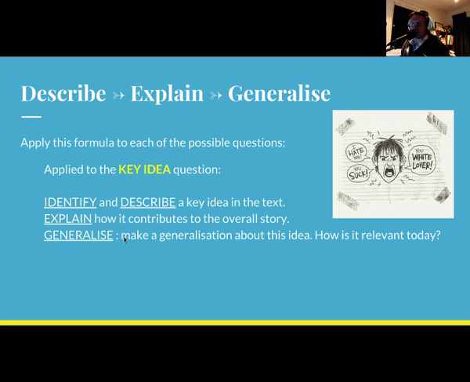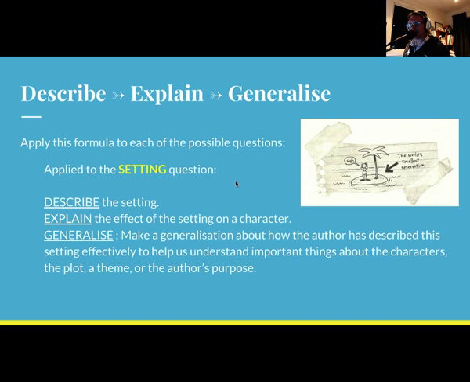And now, can I make a generalization? For something about the key idea, I could be thinking of how it is relevant today. How is the idea of race relevant to today's readers, people who are reading this book and thinking about their own experience? I could be thinking of Maori, and how Maori were forced to go into white schools where they weren't allowed to speak their language. So I'm starting to generalize the idea of racism to a wider context. So that's the formula: describe, explain, generalize, applied to the key idea.